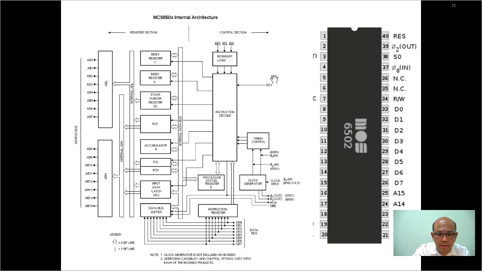And in these pictures, I show the diagram inside the 6502 microprocessor. In this, we have the address bus and the data bus. Can you find the address bus and data bus? Here, this is the address bus, AB0 until AB15, and this is the data bus.